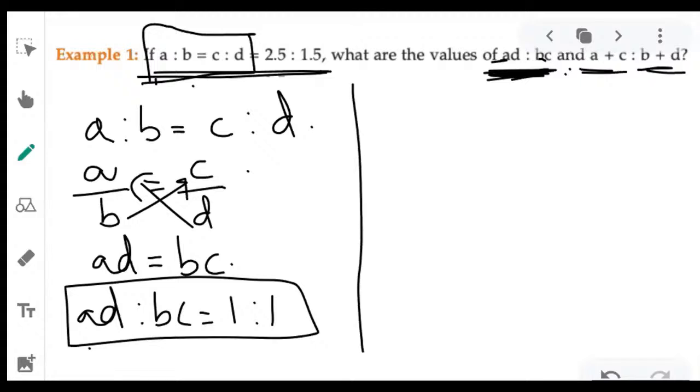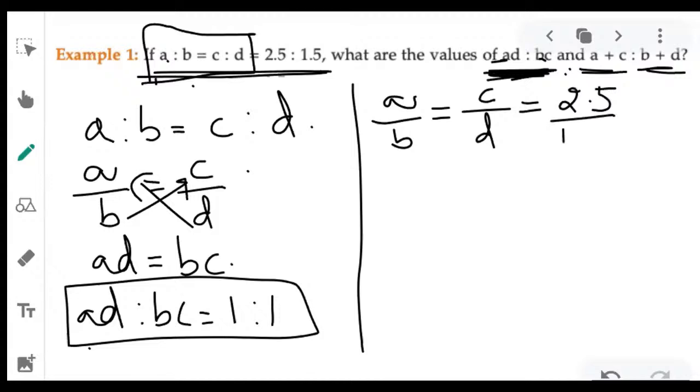Now we'll go to the second part of the problem. So I'll write this in fraction form. A by B is equal to C by D equals 2.5 by 1.5. First of all, I don't want decimals in my ratios. So what is the simplified value of this? 2.5 by 1.5 is equal to 5 by 3. Very good. So did everyone understand how we came to 5 by 3? Mamta? Yes, ma'am. All right, super.